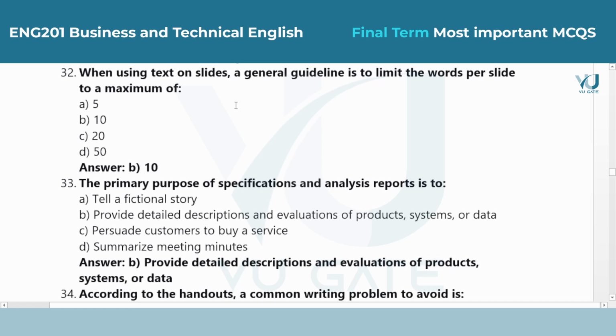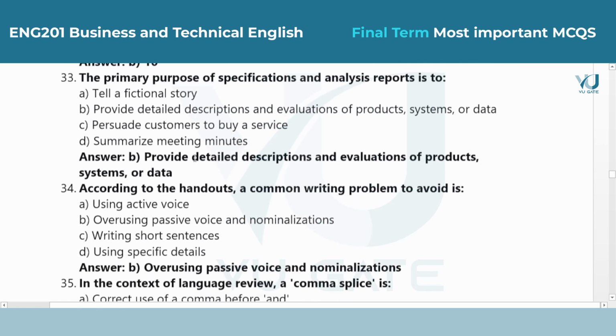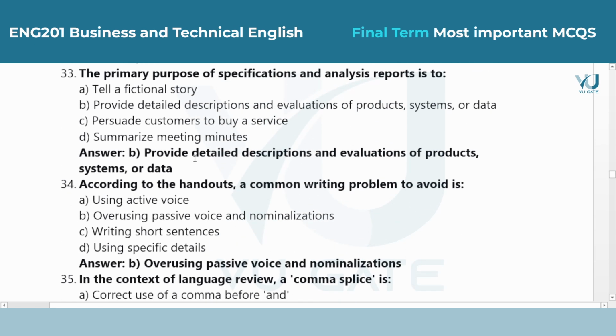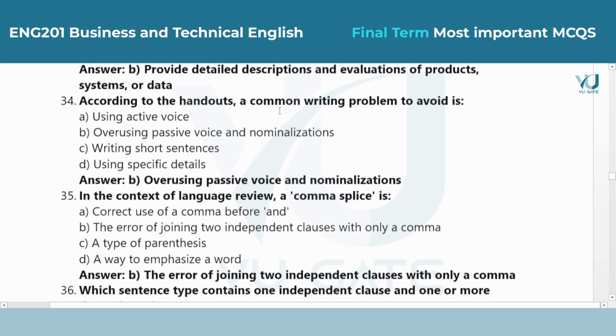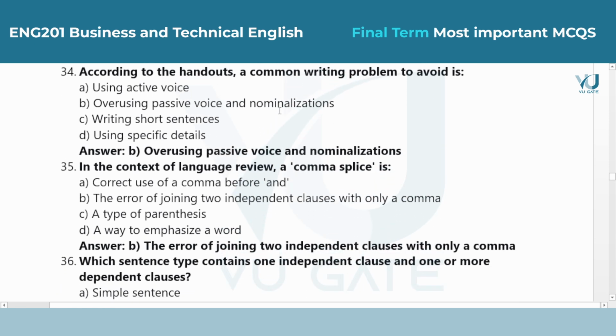32. Question. When using text on slides, a general guideline is to limit the words per slide to a maximum of answer. B. 10 words. Concept. Keeping text minimal prevents the audience from being distracted by reading, allowing them to focus on the speaker's message. 33. Question. The primary purpose of specifications and analysis reports is to answer. B. Provide detailed descriptions and evaluations of products, systems, or data. Concept. These reports offer a technical breakdown and expert judgment on how a specific system or product is performing.